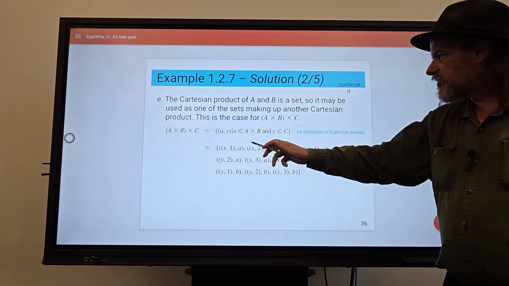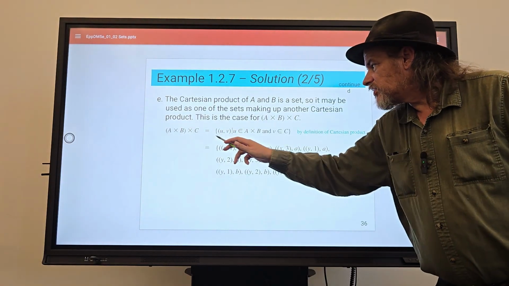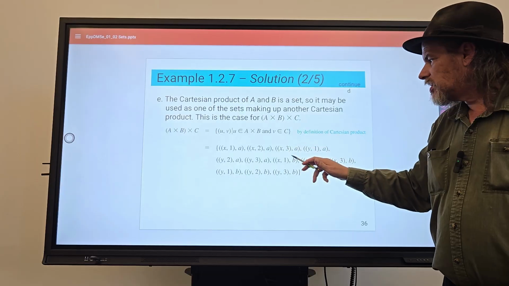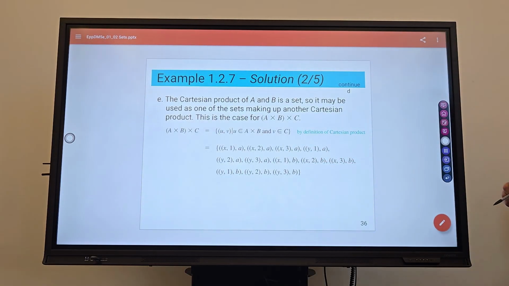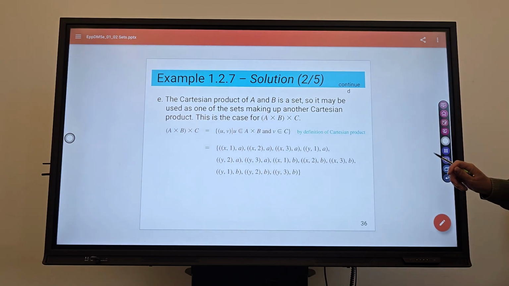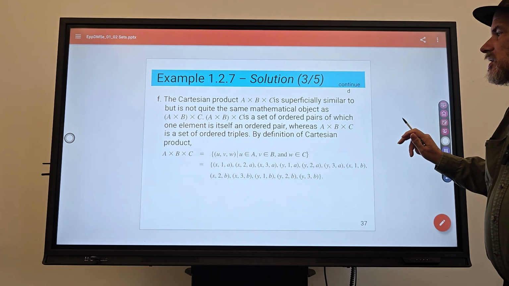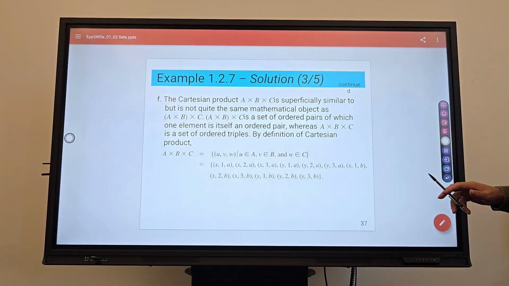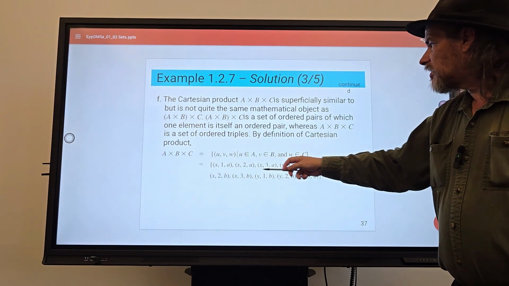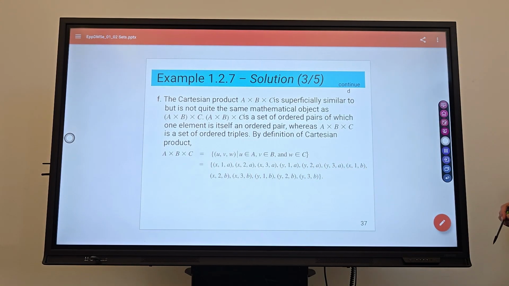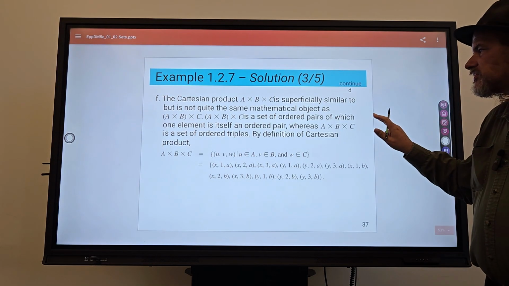Yeah, you can nest them. This is nested, so you'll have an ordered pair in the ordered pair, kind of like a multi-dimensional array. Ordered pairs and that sort of thing. And you get the 12 elements of all those.